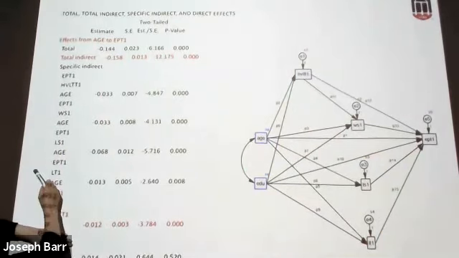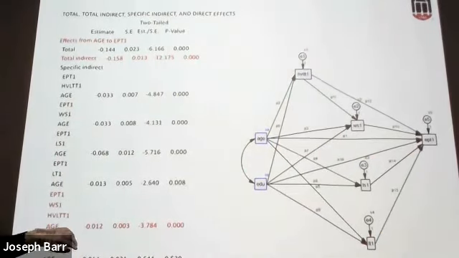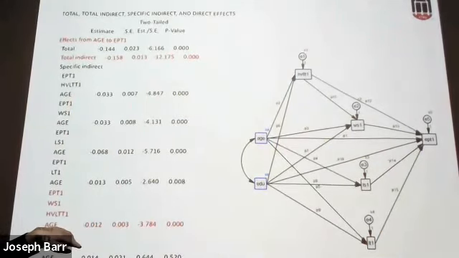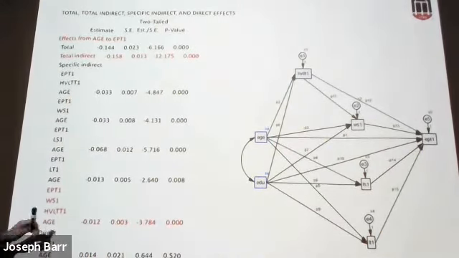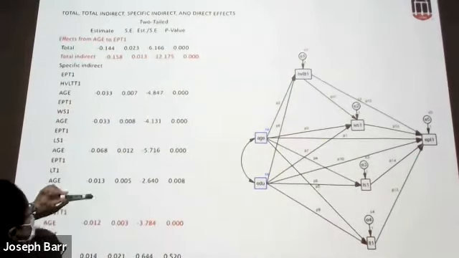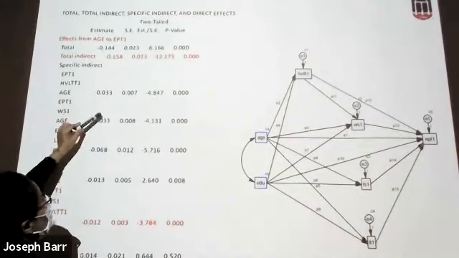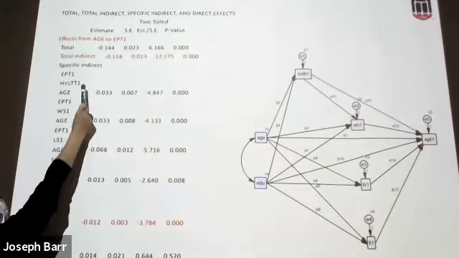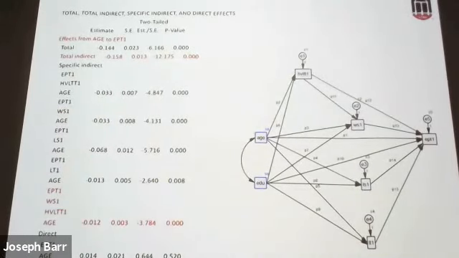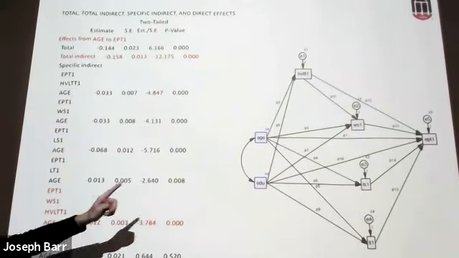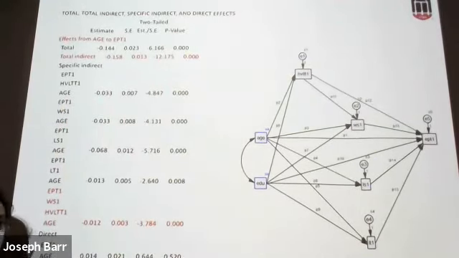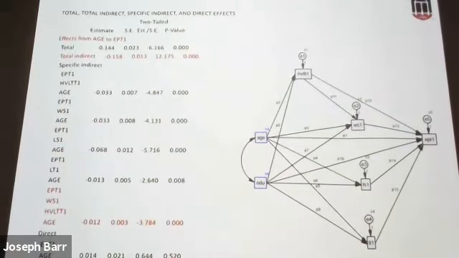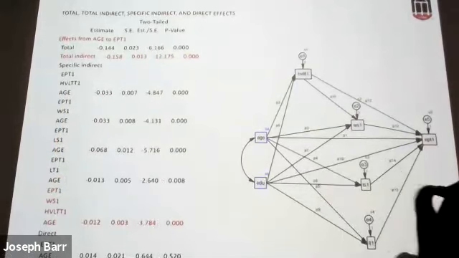So from here to here, all of these are specific mediation effects or specific indirect effects. If you add all of these 5 components, the sum is the total indirect. And of course, finally, we have the direct effect. This is P1, from age to EPT. And the p-value is 0.5, it's not significant. Okay, so that is the age part.